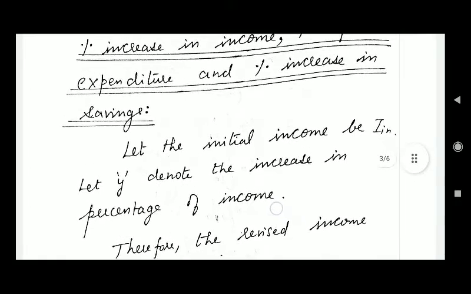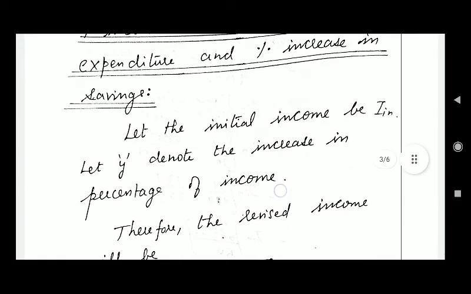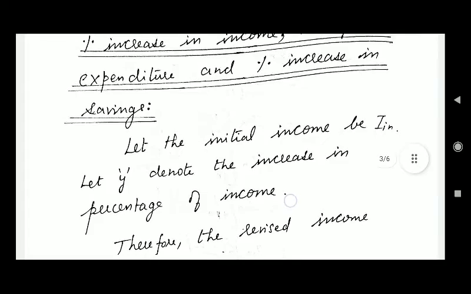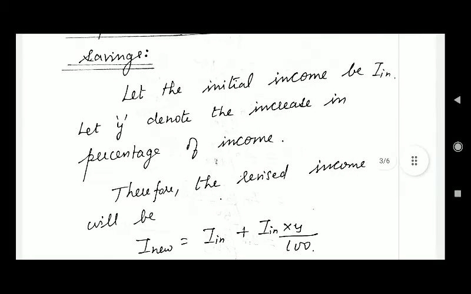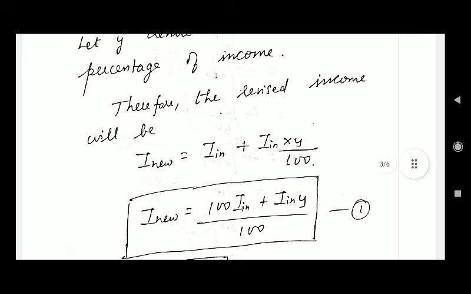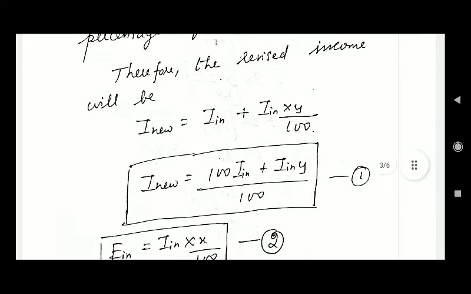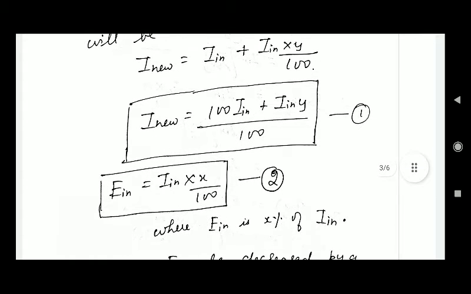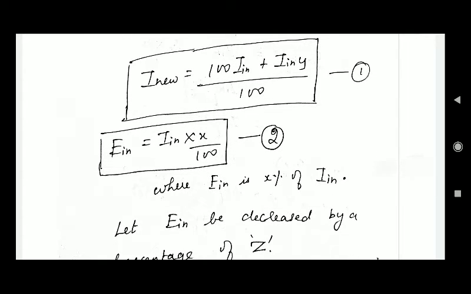Let the initial income be I n, and if y denotes the percentage increase of income, the revised income will be I new equals I n plus y by 100 times I n. That is given by equation number 1. Now the initial expenditure is expressed as some percentage of initial income, namely x. So E in is I n times x by 100.